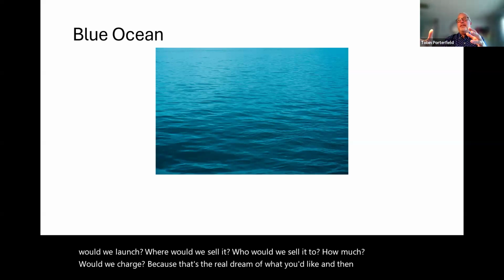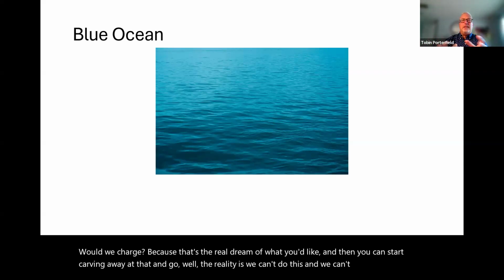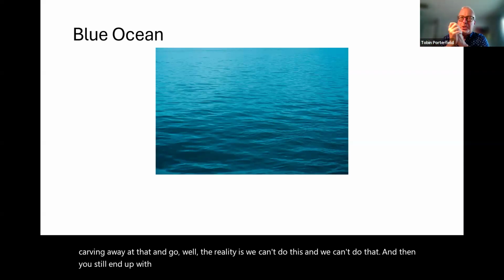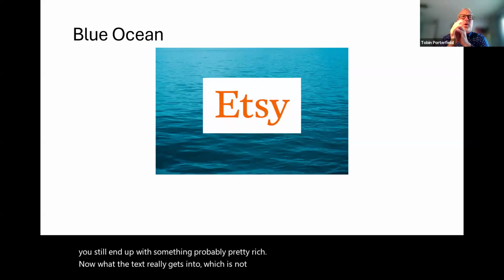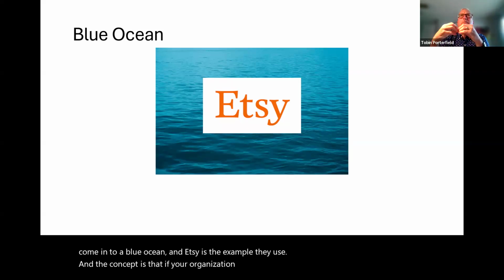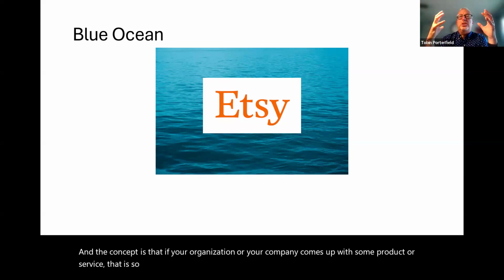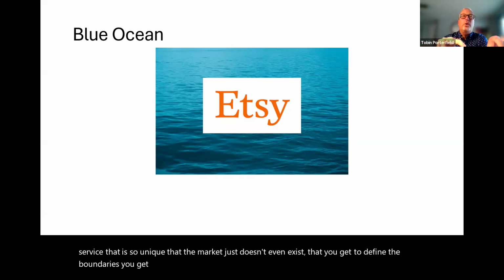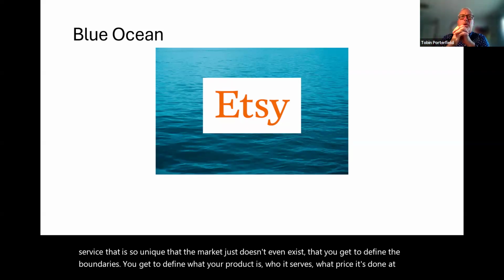And then you can start carving away at that and go, well, the reality is we can't do this, we can't do that, and so on. And then you still end up with something probably pretty rich. Now, what the text really gets into, which is not incorrect, is they talk about companies who truly come into a blue ocean. And Etsy is the example they use. The concept is that if your organization comes up with some product or service that is so unique that the market just doesn't even exist, you get to define the boundaries. You get to define what your product is, who it serves, what price it's done at. So it really is no boundaries.